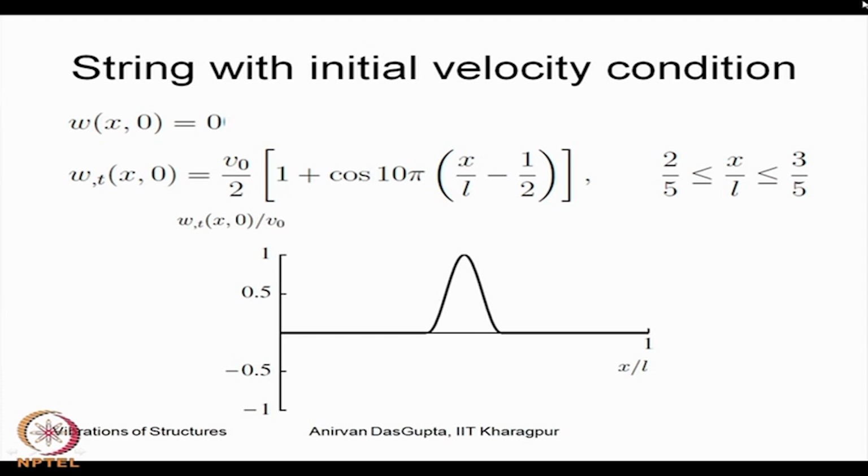Another example, which we have again discussed before in the initial value problem, where we talked about initial velocity conditions. So, let us look at this once again. We have considered a string with initial conditions as shown here. The initial displacement was 0, and the initial velocity was given a distribution like this in the central 1/5 portion of the string. Displacement is still 0, but the velocity is distributed like this.